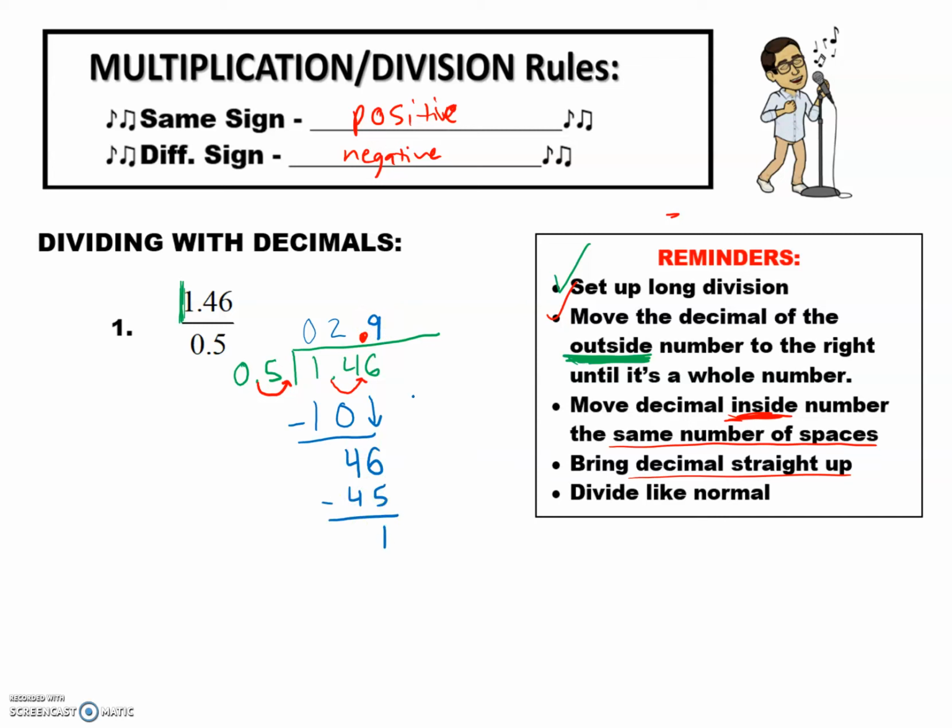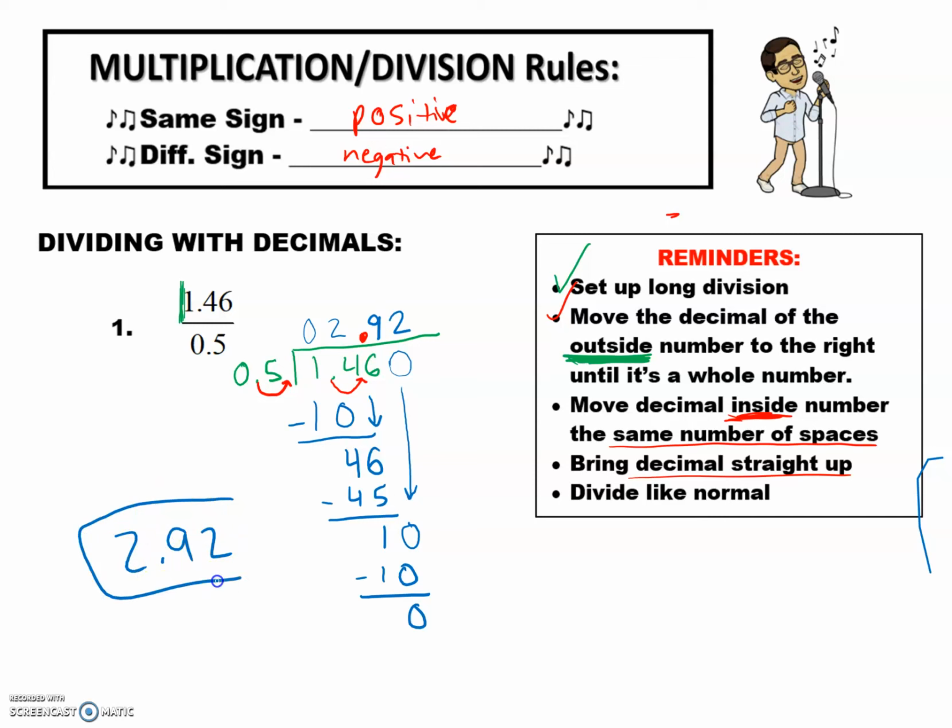Now here's where we're not done yet, right? We need to add a placeholder 0 here and bring that guy down. And now we have 5 goes into 10, of course, 2 times, with the remainder of 0. Now we are actually done. So our final answer is 2.92. And it's, of course, positive because same sign, positive; different sign, negative. All right, if you have questions on that, feel free to watch this part of the video again.